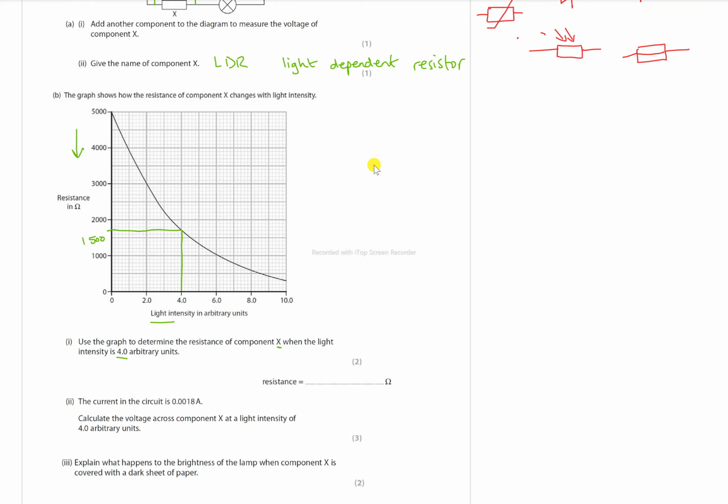So we know that's 500. So 1,500, 1,600, 1,700. Okay, 1,700 ohms. They've already given that here. The current in the circuit is 0.0018 amps. Calculate the voltage.